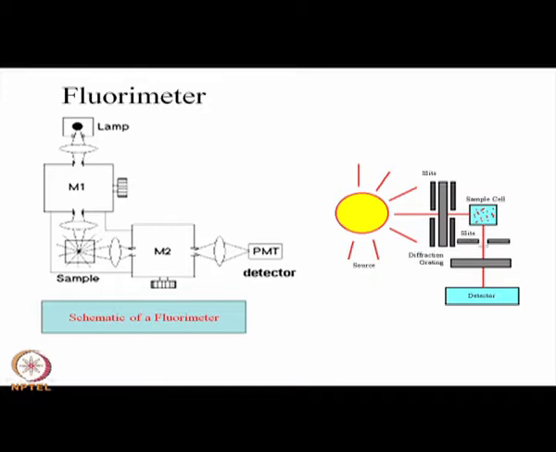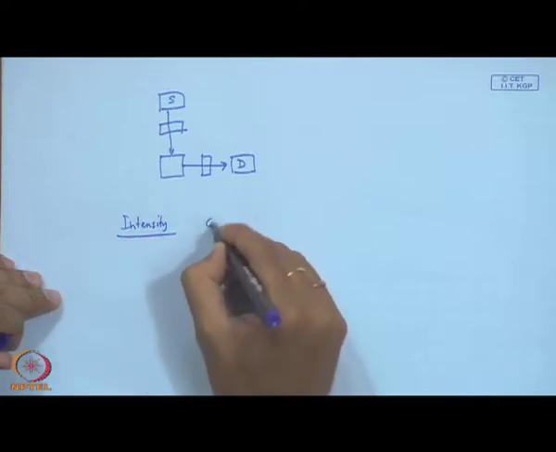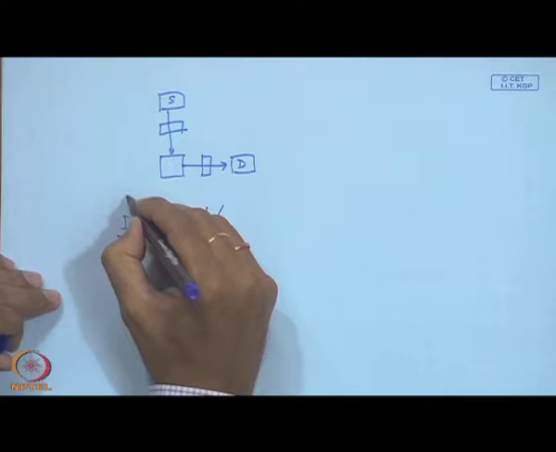Then there is a slit, then this is another dispersing system, then finally the detector. So this is the typical diagram of a fluorimeter which measures the fluorescence intensity. It does not do log I0 by I, that is the OD expression. No, it does not do OD, it directly measures the intensity.